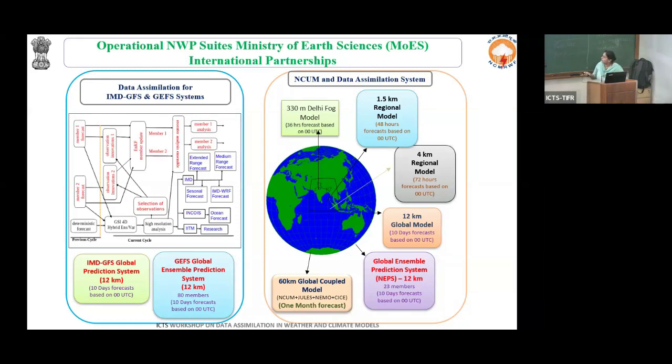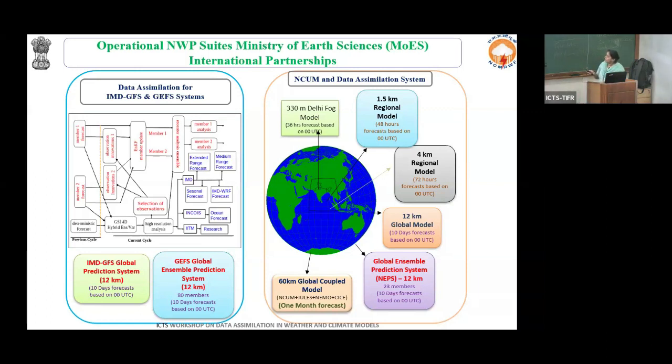If you see, we have the global deterministic system which is running at 12-kilometer resolution. By 12-kilometer resolution, you know the horizontal grid spacing is 12 kilometers. And we have the global ensemble prediction system, which is of the same resolution as the global deterministic system, again 12 kilometers. At each cycle we run 23 members and a 10-day forecast. From the 12-kilometer model also we give a 10-day forecast.